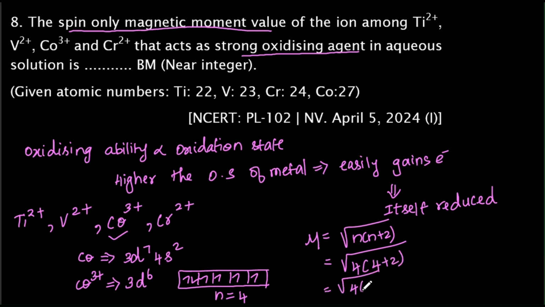So root of 4 into 6, which is equal to root of 24. So the answer comes out as 4.89 BM, Bohr magneton. But here they are asking the near integer. So we can round off this value to 5 BM. So the answer is 5.